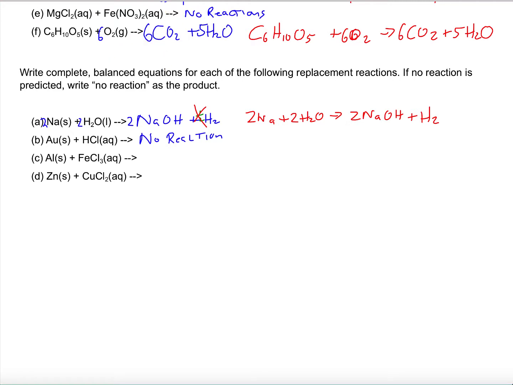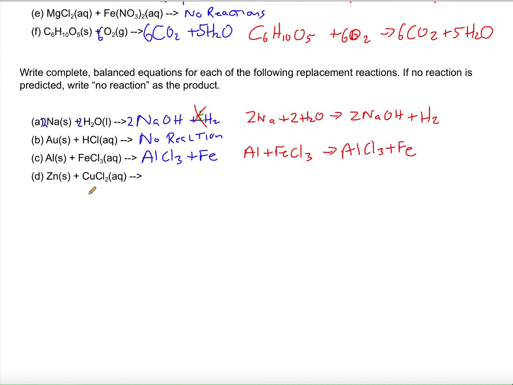Now the other ones we will get something to react. So with the aluminum and the iron chloride here, the combination will give you AlCl3 plus Fe. And if we want to balance that, do we need to do anything? Well, we have one aluminum, we have one iron, and we have 3 chlorine. There is absolutely nothing to do, and your balanced equation is just as it was written: Al plus FeCl3 yields AlCl3 plus Fe, and you are balanced.